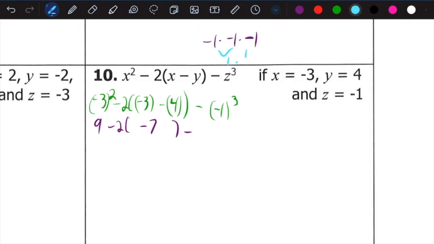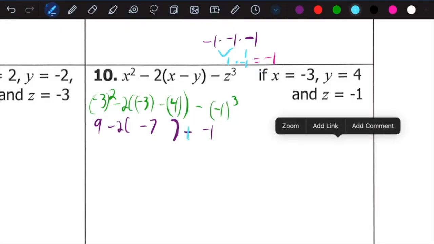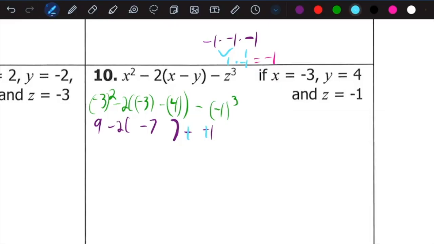Negative 1 times negative 1 is positive 1. But if we multiply that by another negative 1, we end up getting negative 1 again. So we have two negatives in a row there, one from the minus sign and one from the negative 1 being cubed. That creates two positives. So now we multiply this negative 2 times negative 7, and we get 9 plus 14 plus 1. Adding these together from left to right gives us 23 plus 1, and then 24.